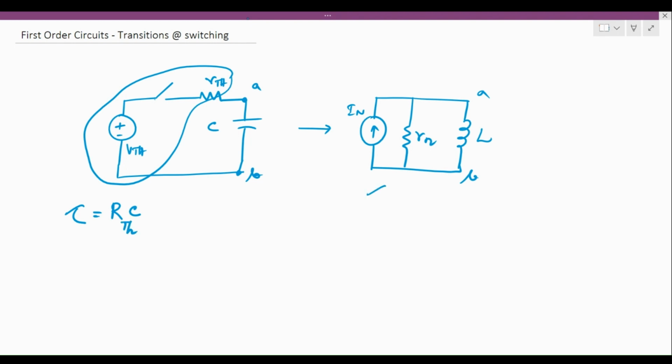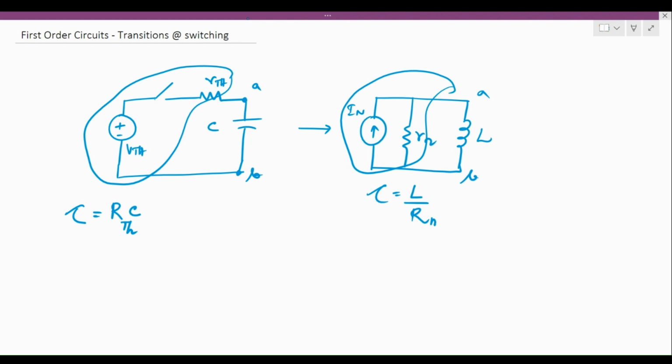Similarly, the time constant for an RL circuit would be L by R, which in this case would be RN or RTH. In either case, both of them are equal. So we can represent the entire network using the Norton's or the Thevenin's equivalent circuit and then analyze our network. So this is the first point which we need to keep in mind.